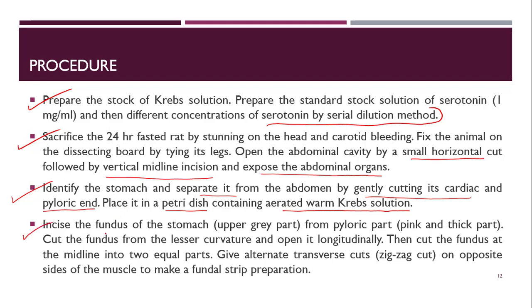Then we have to incise the fundus of the stomach, which is the upper gray part, from the pyloric part, which is the pink and thick part. We have to cut the fundus from the lesser curvature and open it longitudinally. We have to cut the fundus at the midline into two equal parts. Give alternate transverse cuts, that is a zigzag cut, on opposite sides of the muscle to make the fundal strip preparation.